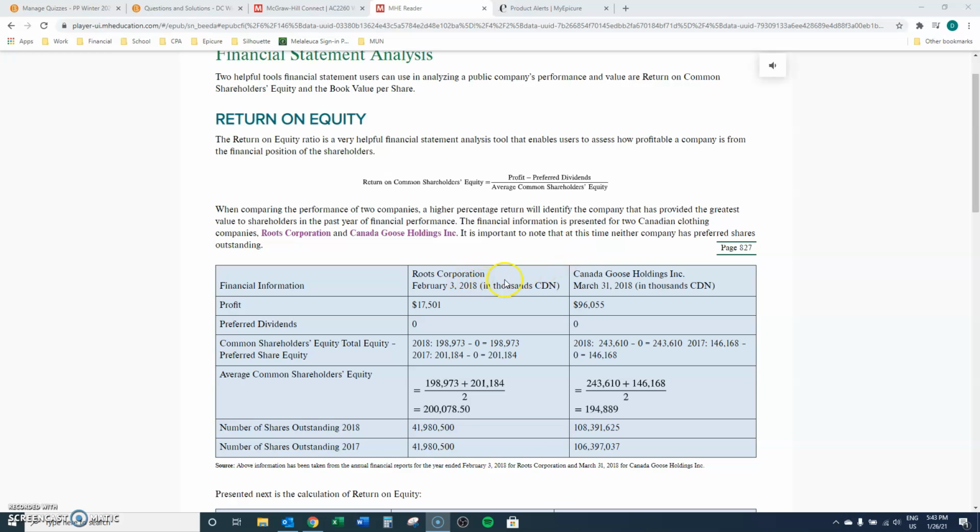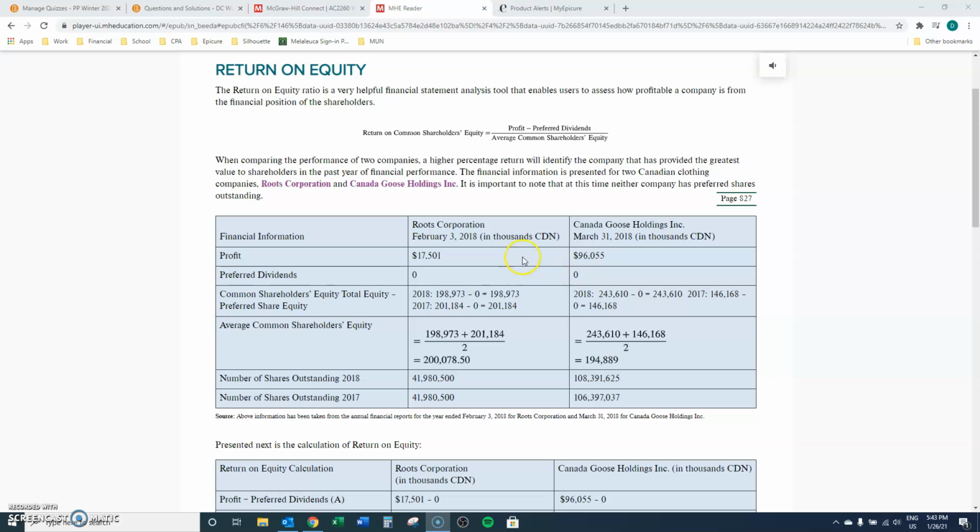They give us an example of Roots Corporation and Canada Goose Holdings. So we have the profit. There's no preferred dividends. Common shareholders' equity is total equity less preferred share equity. So there is no preferred share equity, and it's just common shareholders' equity, and we have to get the average. So we take the 2 years, divide by 2, the number of shares outstanding each year.